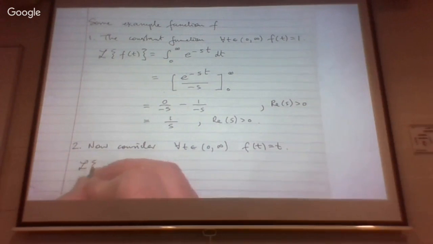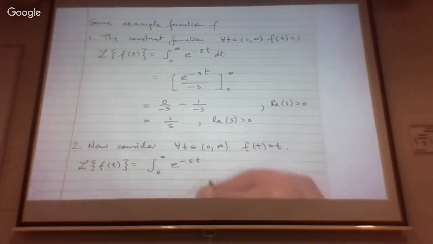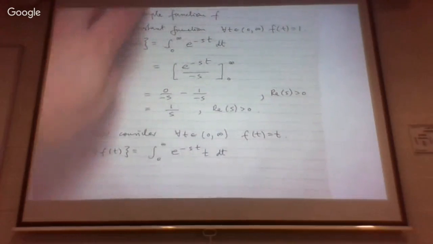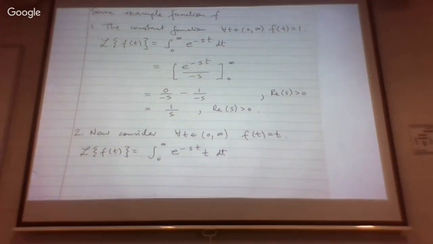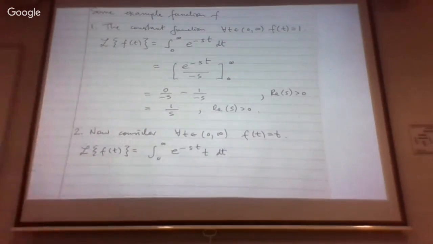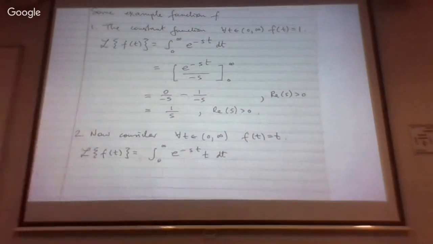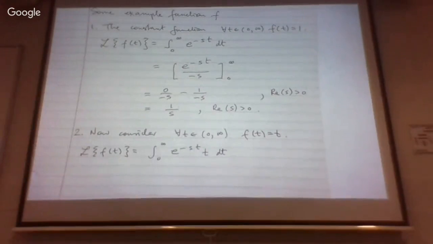Well, we can take the Laplace transform. Using the definition, the integral from 0 to infinity, e to the minus st multiplied by f of t. The f of t is t. So it's this integral. Okay, this is a harder integral. It's the integral of an exponential times t. So you've got two different functions of t. Remember, you're not integrating s. s is just sitting here as this new variable that's popped into the picture. We're integrating with respect to t.